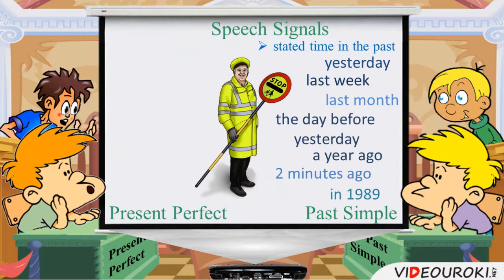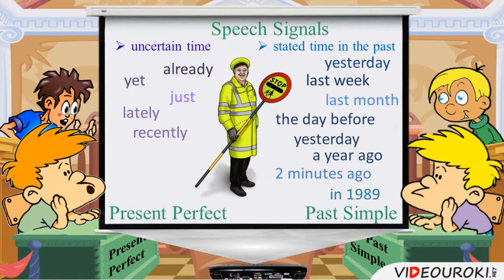And look at my speech signals. They don't name a certain moment. They have got a broader meaning. Они не называют определенный момент или период в прошлом. У них более широкое значение. Already – уже. Yet – еще, уже. Just – только что. Lately, recently – недавно. So far – до настоящего времени. Ever – когда-либо. Never – никогда.